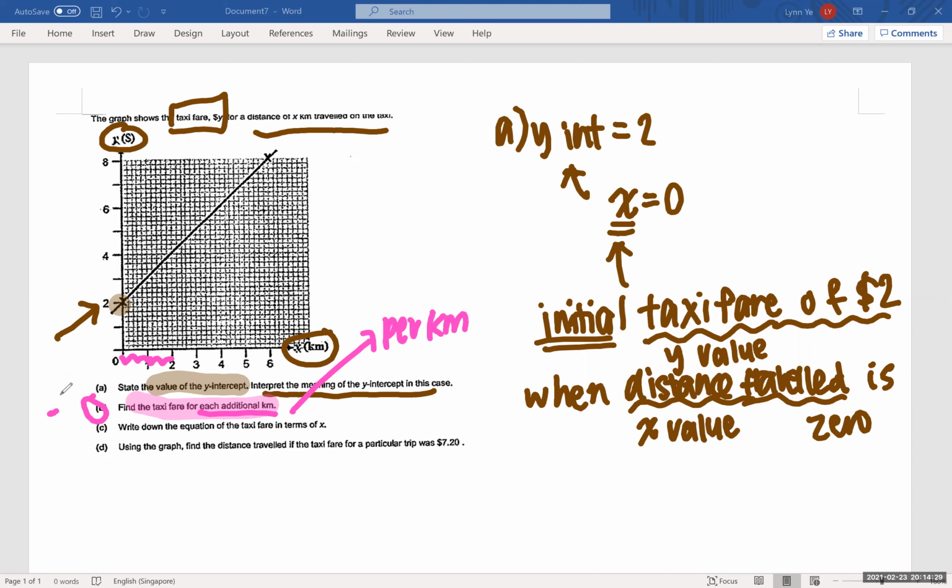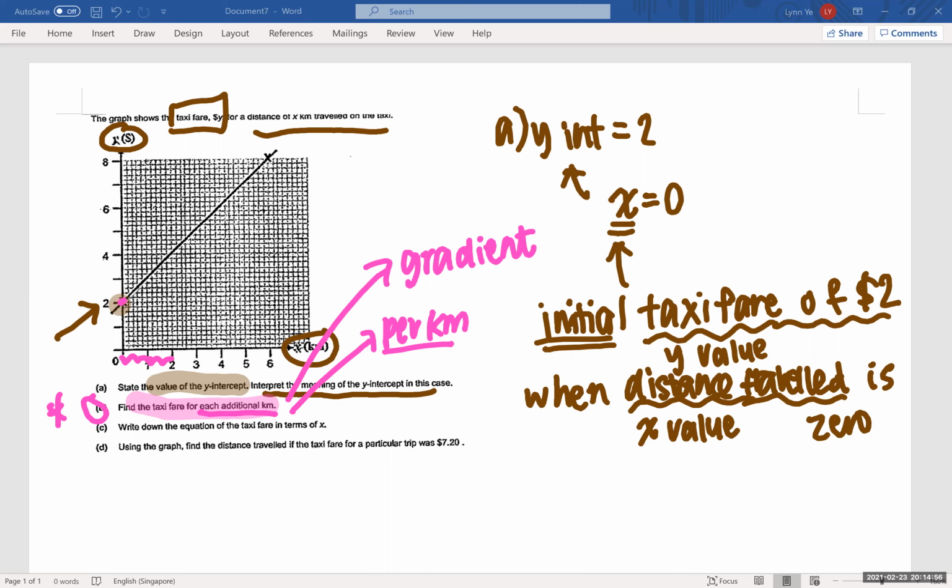This is actually a very interesting question because it's an indirect way of asking you what the gradient is. The gradient will always tell you how much the value changes per x value. So per km is per x value, right? So let's look at the next one.